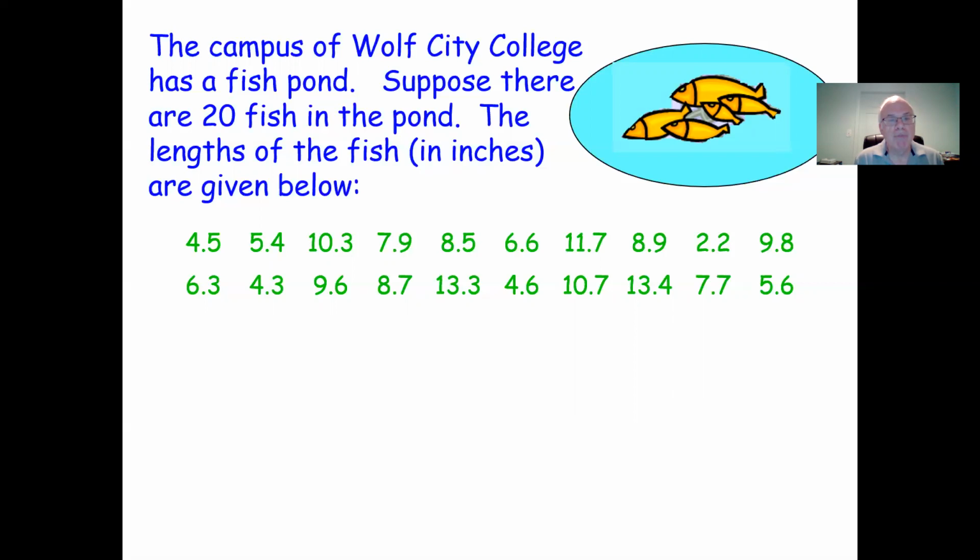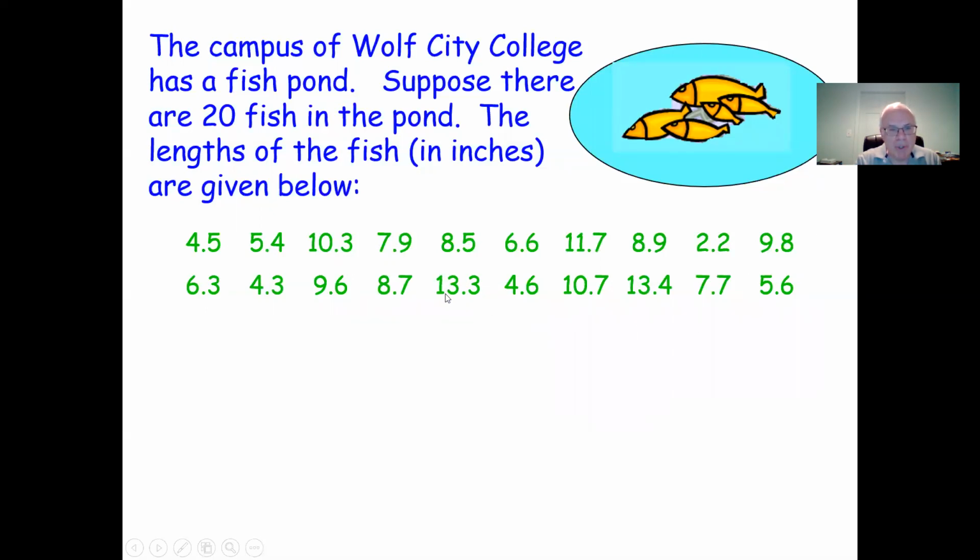There's 20 of them. The lengths of the fish in inches are given below. So what's listed below are the lengths of each of the 20 fish. All right. So there they are. For the first number here, this particular fish is 4.5 inches. The next one's 5.4 inches, and so forth. All 20 of them are listed here.